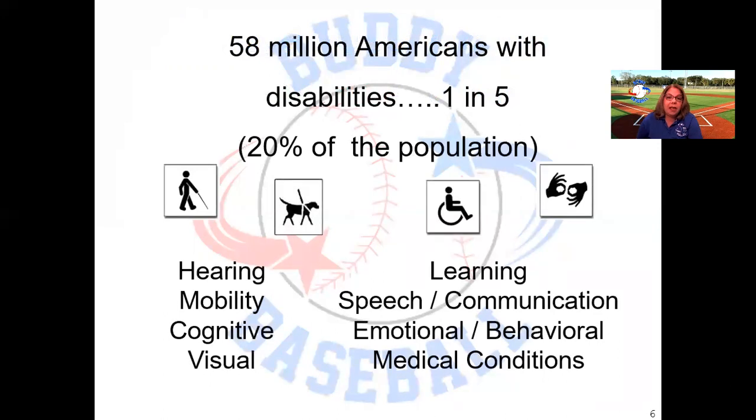And how many folks have disabilities? Well, more than you think. 1 in 5 people have disabilities, which is 20% of the population. Now, some are minor and some can be quite severe, but we do have the whole range of disabilities with us on the Buddy Baseball Diamond. So we have folks with hearing issues, mobility issues, learning, medical conditions. So they do run the gamut, and we're here to help you learn about them and how to best work with your buddy.